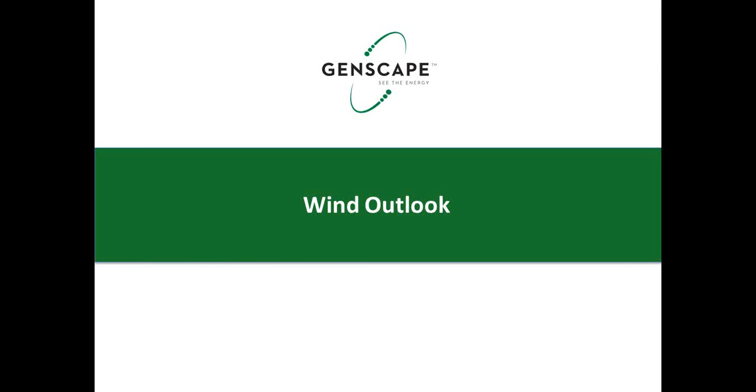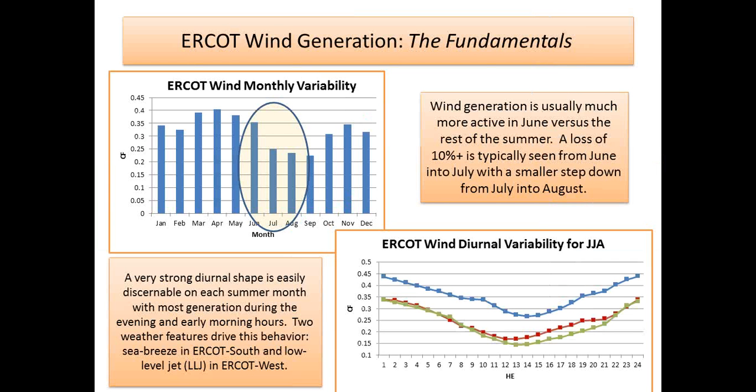Thanks, Brian. To start off, we're going to take a look at wind fundamentals. The summer wind fundamentals follow a certain pattern, in that wind generation is usually much more active in June relative to July and August. In fact, if you take a look at the graph on the top left, entitled ERCOT Wind Monthly Variability, you see a pretty steep move down as you move from June into July, and less of a step down as you go from July to August.